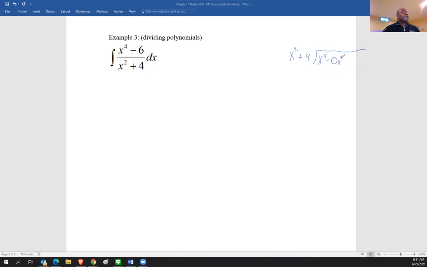So we'll put in 0x cubed, 0x squared, 0x, and then our last term, which was minus 6. Now, we may not need all of these, but we want to make sure that we don't make the mistake of combining terms that are not like. All right, so x squared into x to the fourth, that'll be x squared times. So then you take x squared times x squared plus 4. That'll be x squared times x squared is x to the fourth. x squared times 4, that's 4x squared. And note, I'm putting it underneath the x squared term.